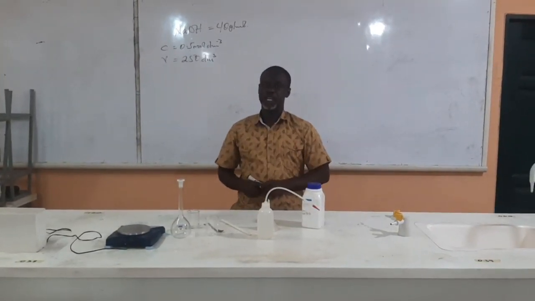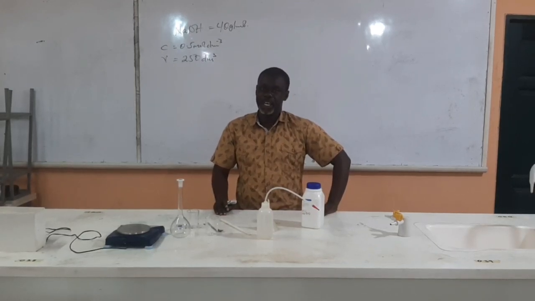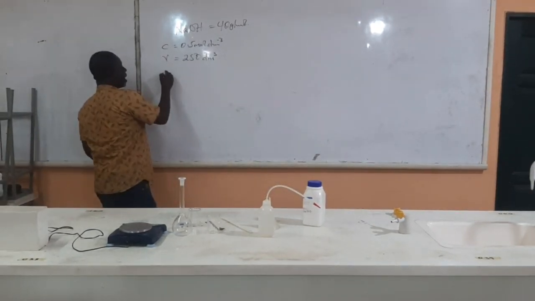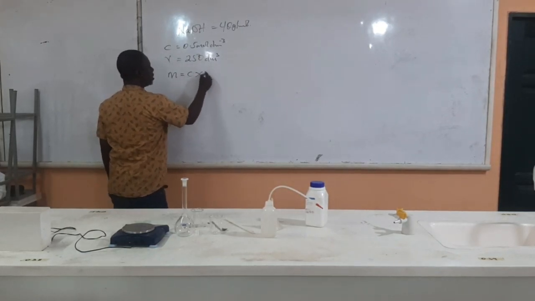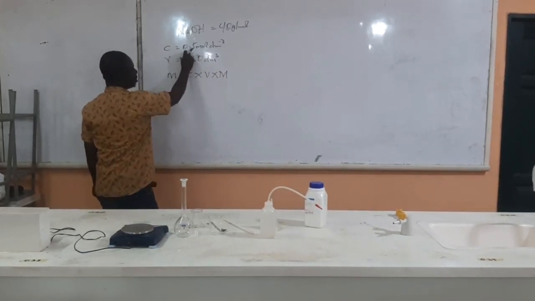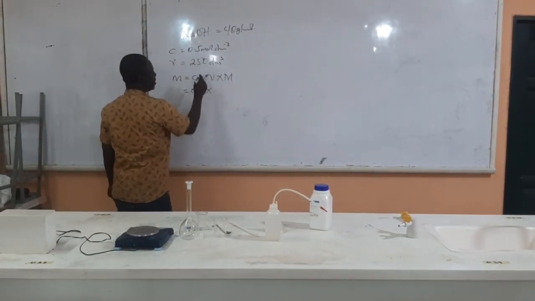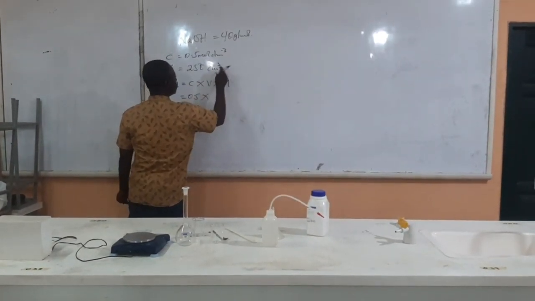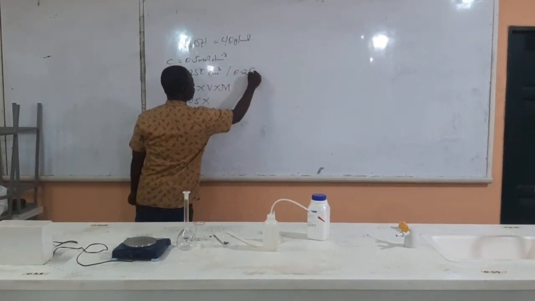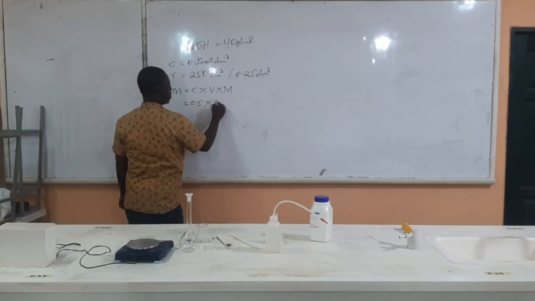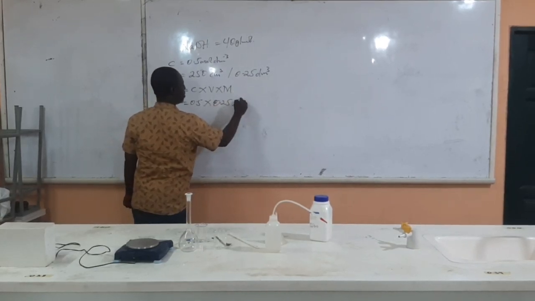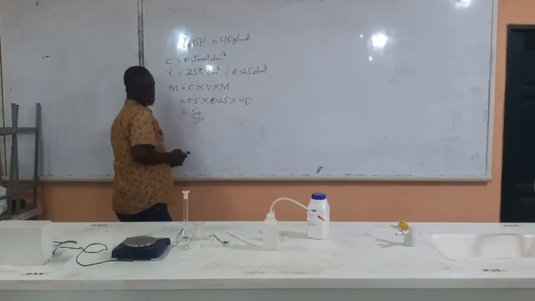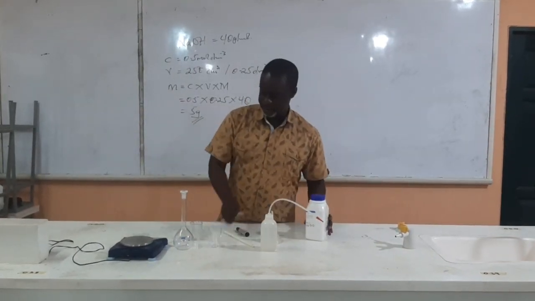First, to prepare the solution, you need to calculate the mass needed. To calculate the mass, we go by this relation: mass is equal to concentration times volume times molar mass. The concentration that we need is 0.5 multiplied by the volume. We need to change this into decimeter cube, which gives us 0.25 decimeter cube, and multiply by the molar mass, which is 40. This will give us 5 grams. So we need to weigh 5 grams of the sodium hydroxide.